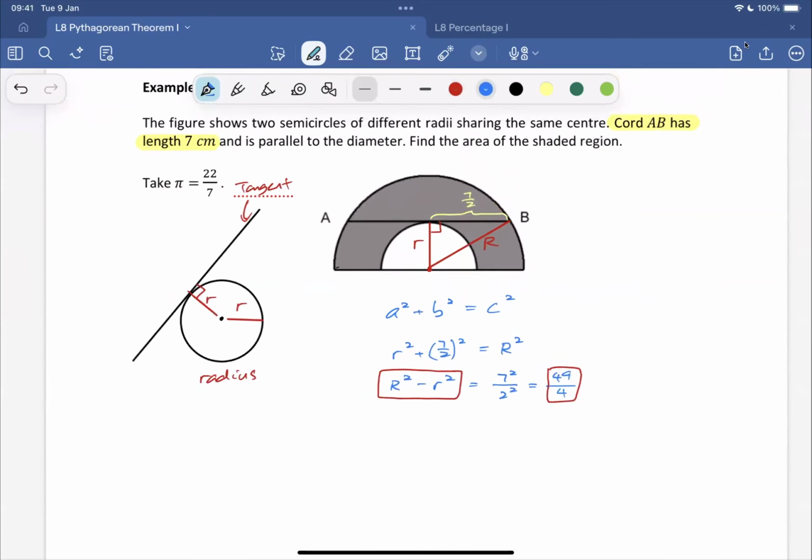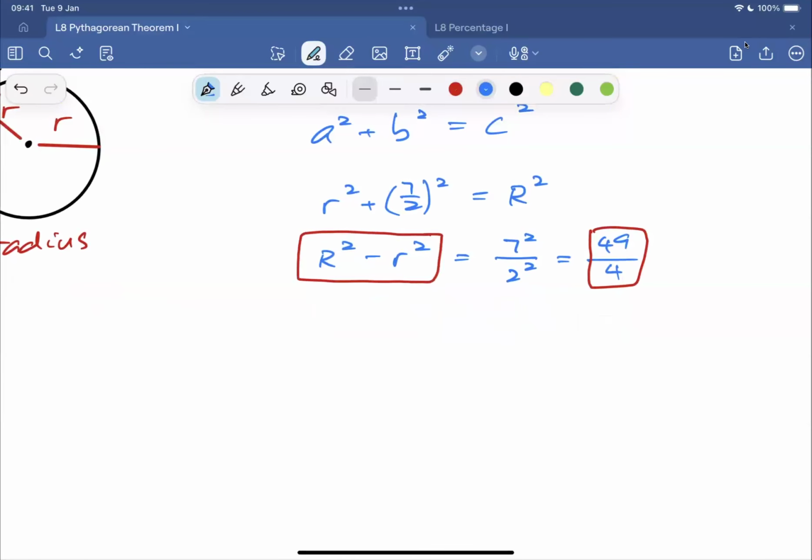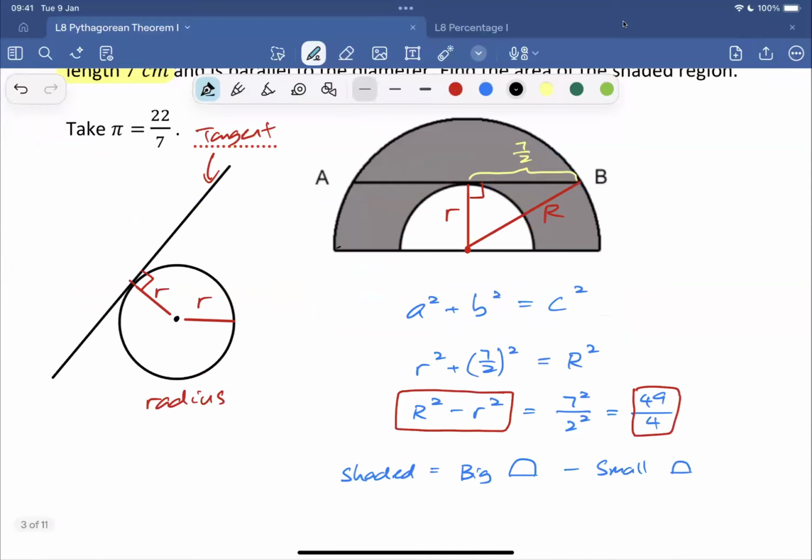So they want you to find the area of the shaded region. Do you agree, Kyler, that the area of the shaded region is found by taking the big semicircle minus the small semicircle? Yes or no? Yes. Can you tell me the formula to find the area of a circle? Pi r square, correct.